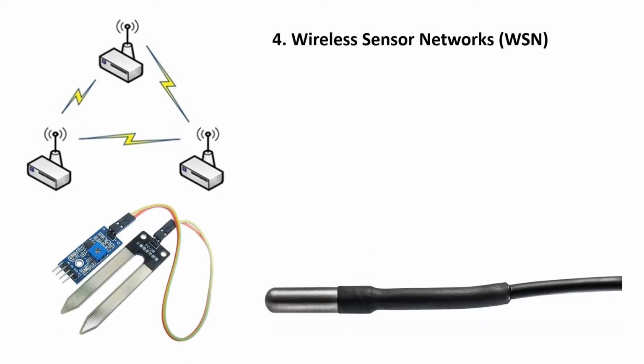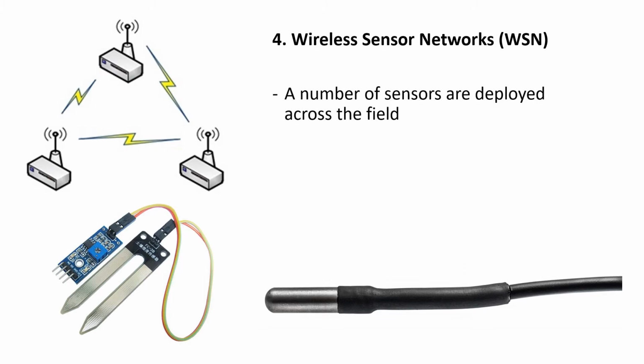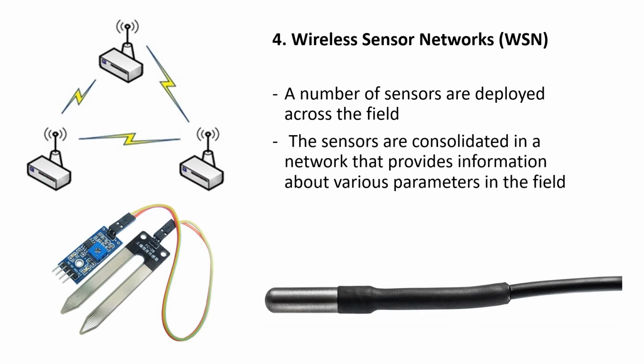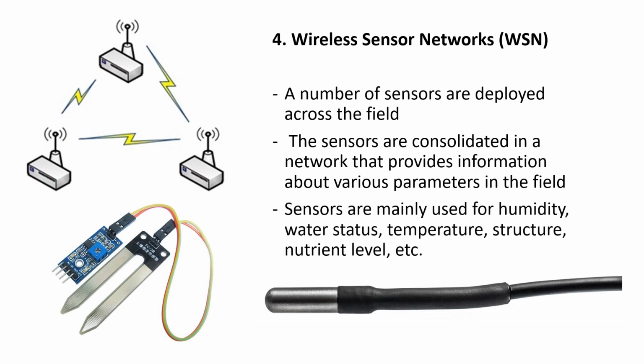The other tools that are very important in precision agriculture are the wireless sensor networks. In this case, we're saying that we would have a number of sensors, and these sensors would be deployed across the field. And these sensors are consolidated in a network that provides information about various parameters in the field. So sensors are mainly used for humidity, water status, temperature, soil structure, soil nutrients, etc.